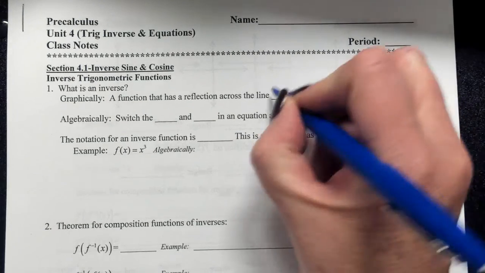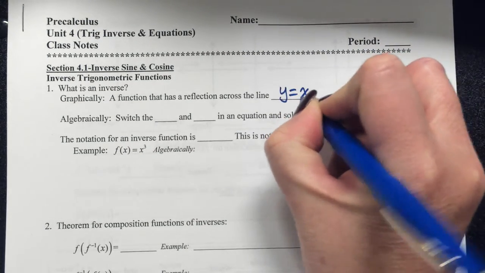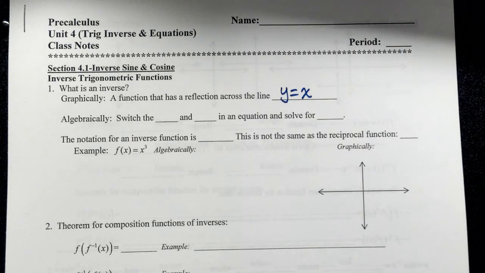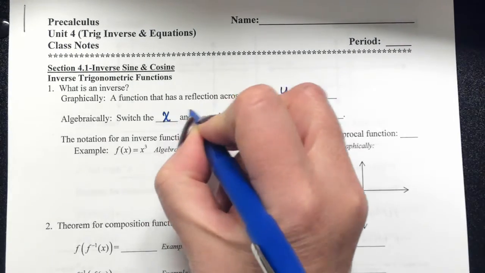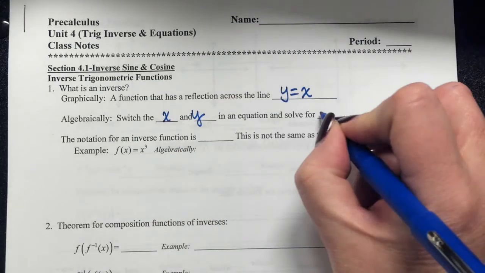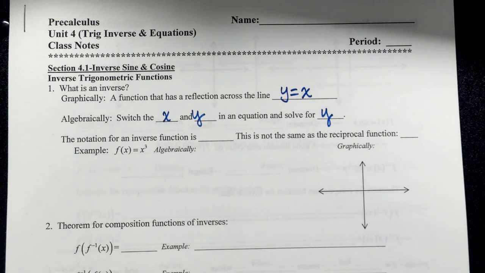So, and that means that the function has a reflection across the line y equals x. Algebraically, remember, you switch the x and the y in the equation, and then you solve for y. So algebraically, that's how you find the inverse function.